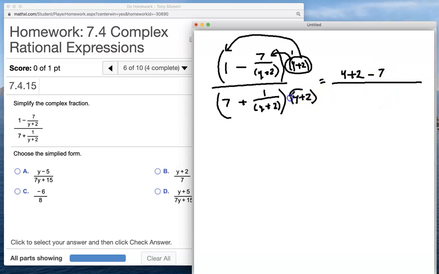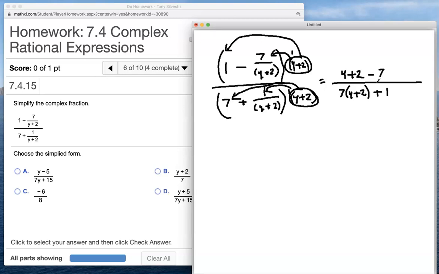Okay, circle and point the bottom guy. Now this guy, y plus 2 times 7, nothing cancels because there's no fraction on the 7, so it's simply 7 times y plus 2. And we'll leave it like that for now. Copy this plus, circle and point this guy, and the y plus 2's will cancel, leaves you with 1. 1 times 1 is 1.